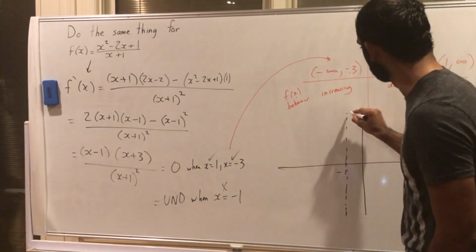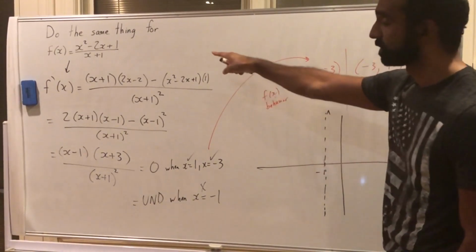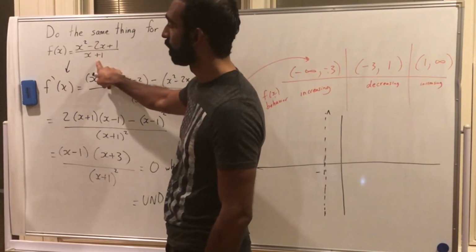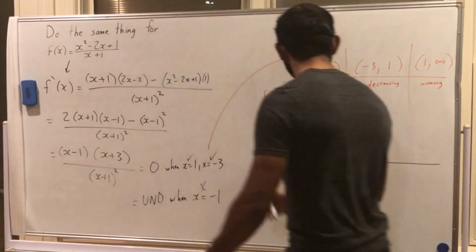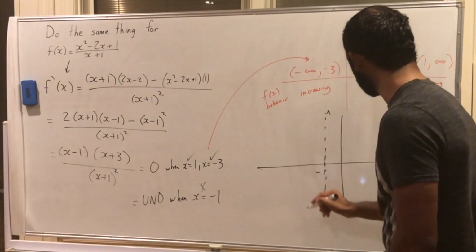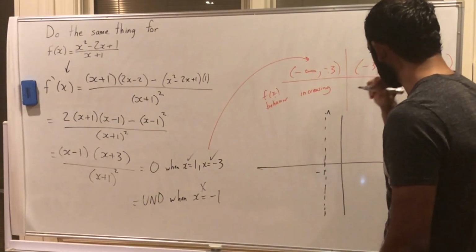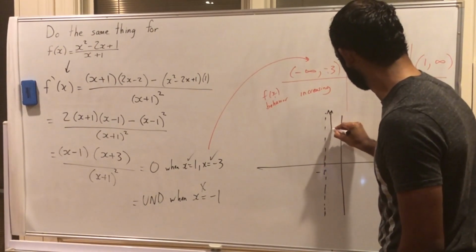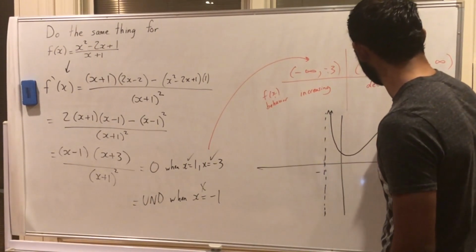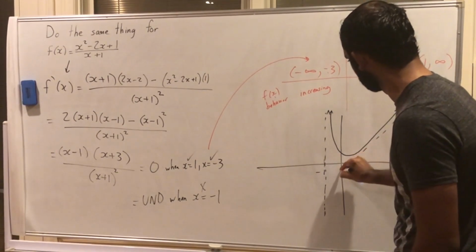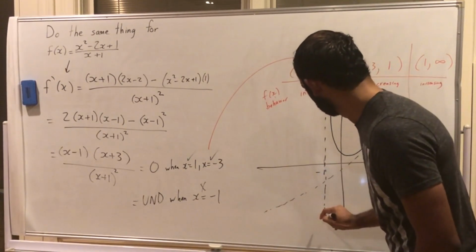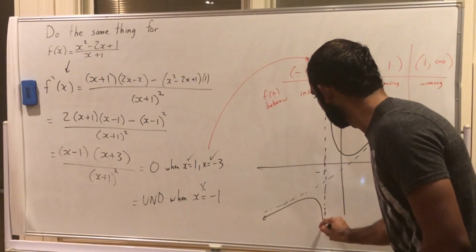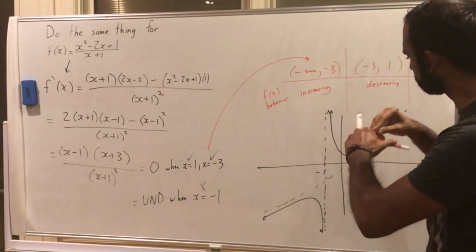And this thing is actually going to have a slant asymptote as well. Do you remember from pre-calculus, if the degree of the top is greater than the degree of the bottom, you can do some long division and get what's called slant asymptotes. That thing is going to do something like this. And then we get another piece like so.